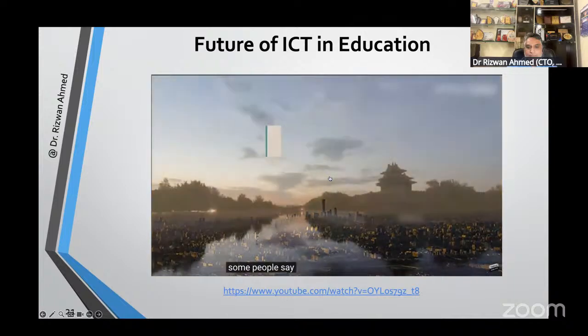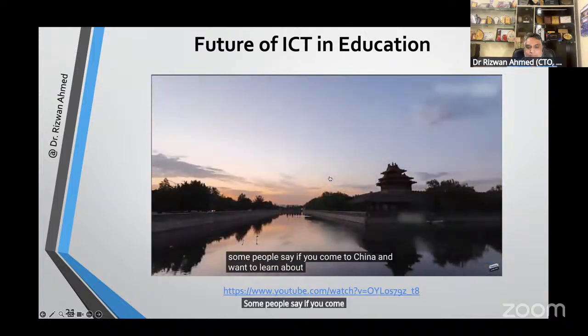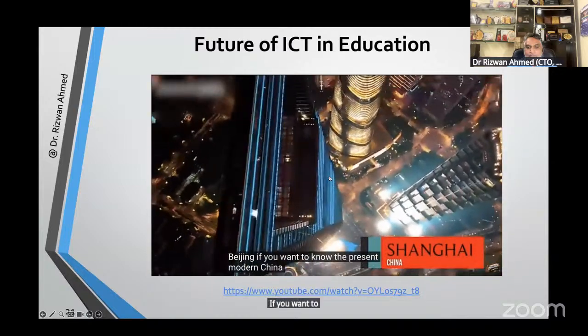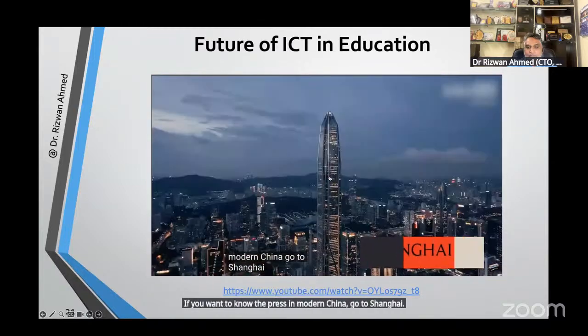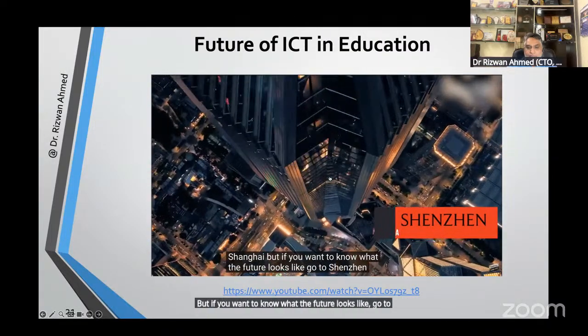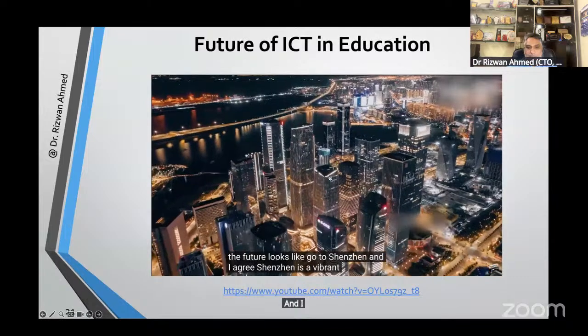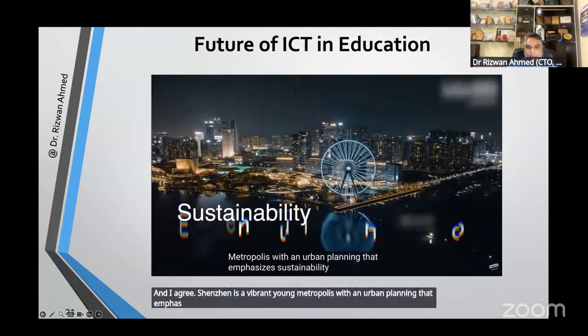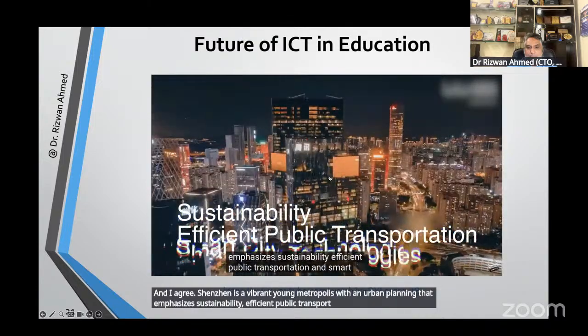Some people say, if you come to China and want to learn about the past, go to Beijing. If you want to know the present modern China, go to Shanghai. But if you want to know what the future looks like, go to Shenzhen. And I agree, Shenzhen is a vibrant young metropolis with an urban planning that emphasizes sustainability, efficient public transportation, and smart city technologies.